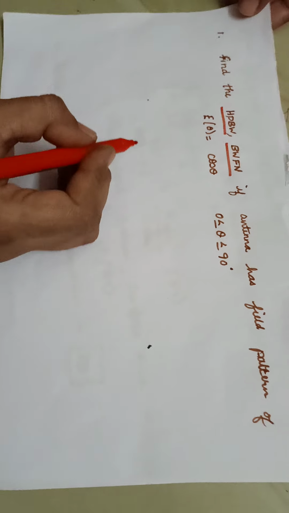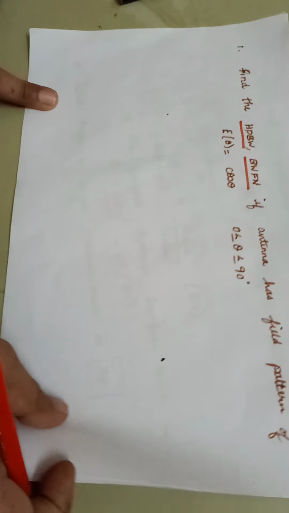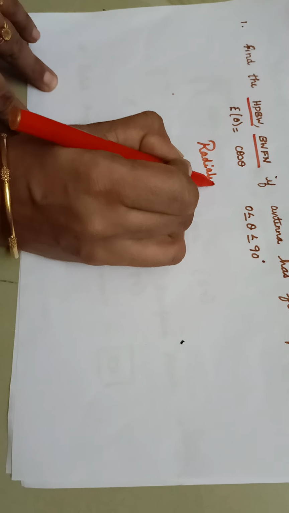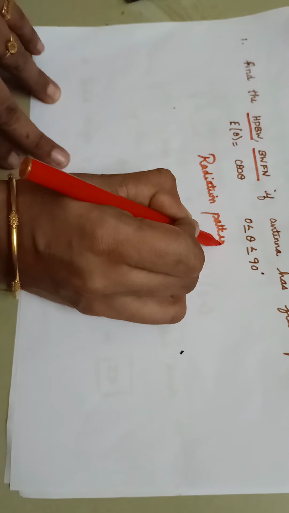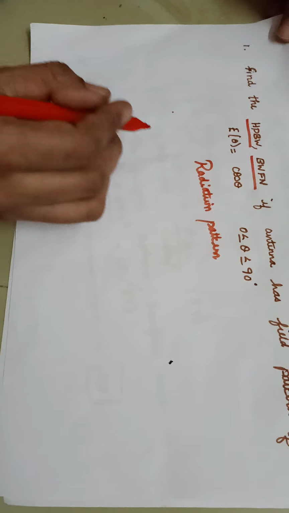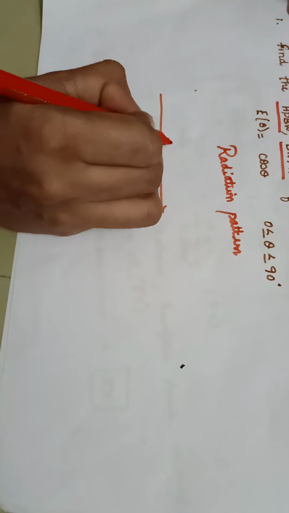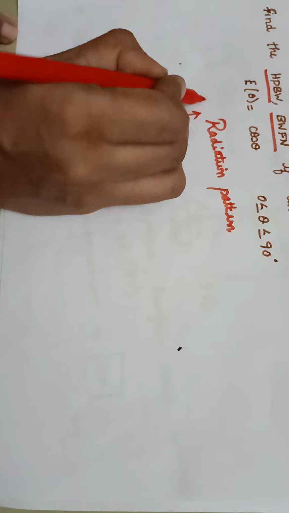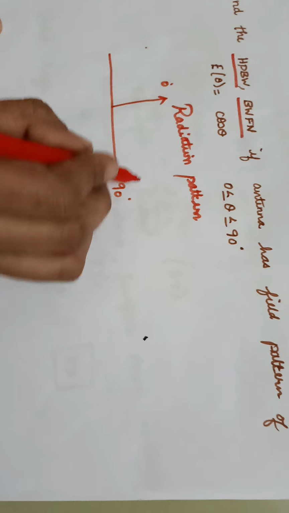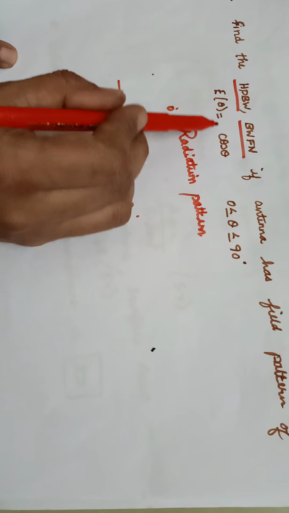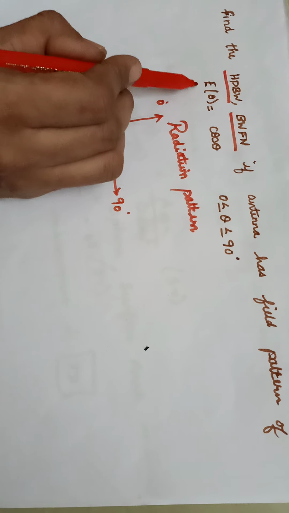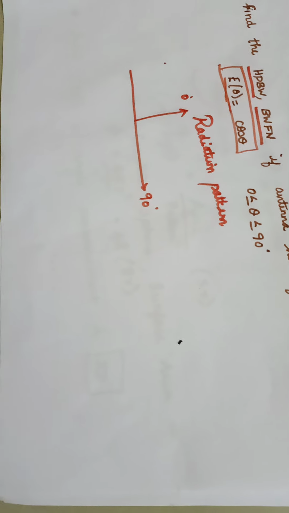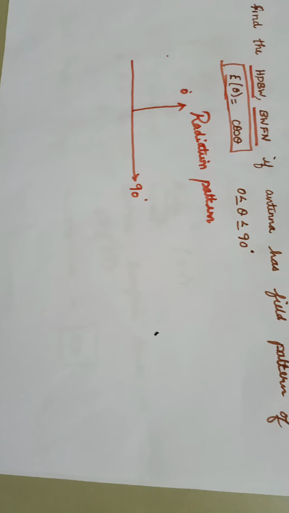Okay, let us see. Now, the given antenna has a field pattern of E of theta equal to cos theta. So first let us draw the radiation pattern for this. How do we draw it? I am drawing in terms of the field component itself. Theta value is 0 to 90 degrees, and they have given E of theta as cos theta. Since it is given in terms of the electric field component, E of theta equal to cos theta, I am going to draw the field pattern diagram for this.